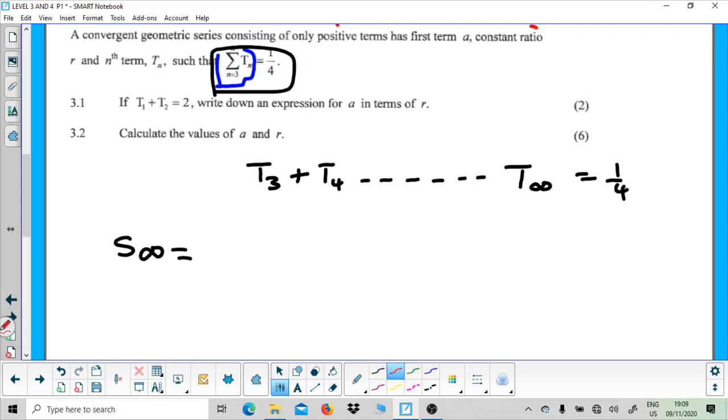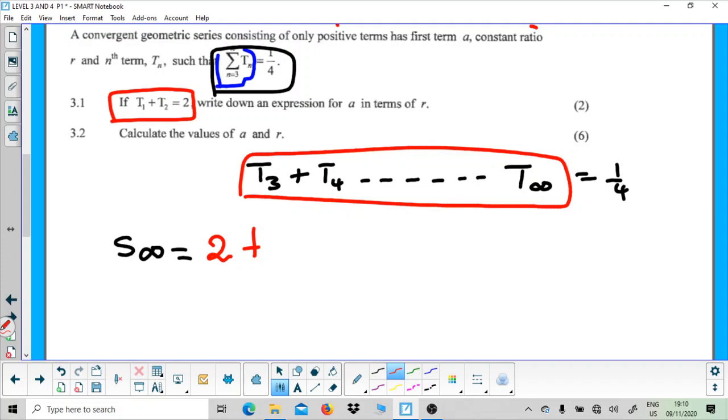So T1 and T2 for us, we were told the value over there. T1 plus T2 is equal to 2. So we're going to say sum to infinity is 2 plus the sum over there, which we said was equal to 1/4. Are we happy with that? So what is the correct sum to infinity this time that we must keep in our heads? Is there anyone who knows 2 plus 1/4 in here? 9 over 4, okay.